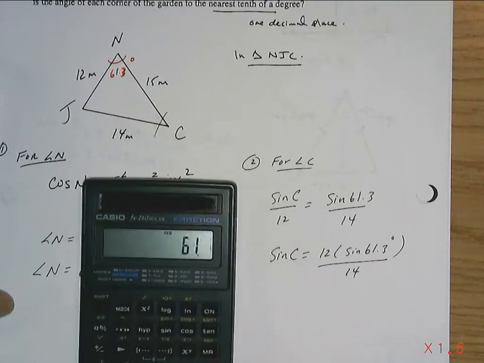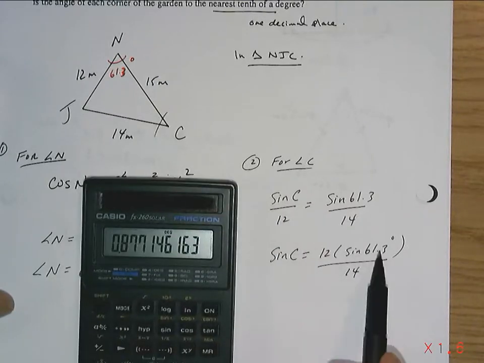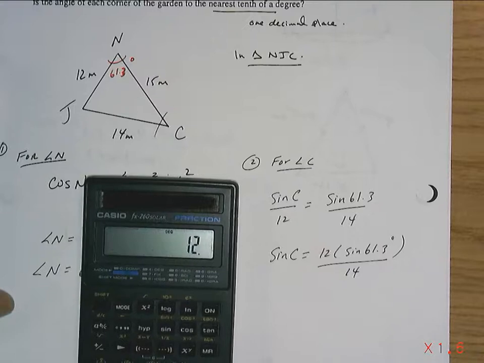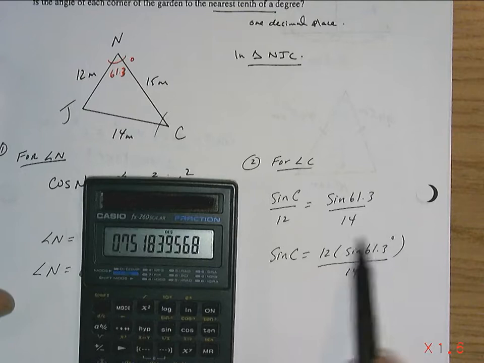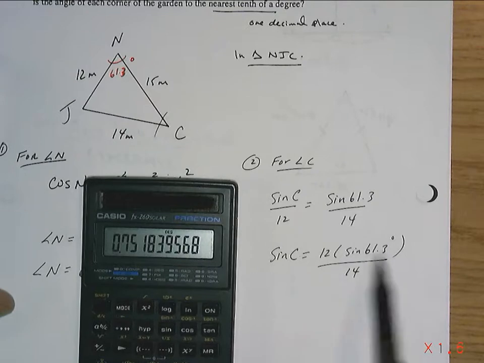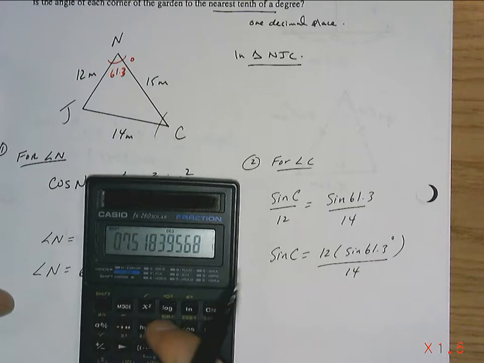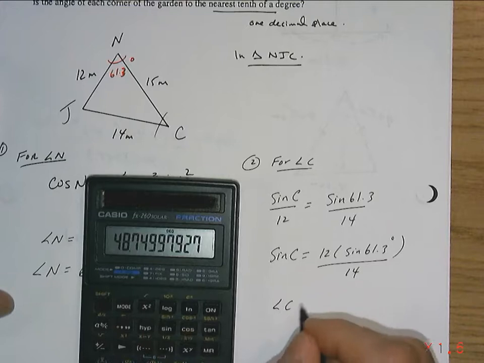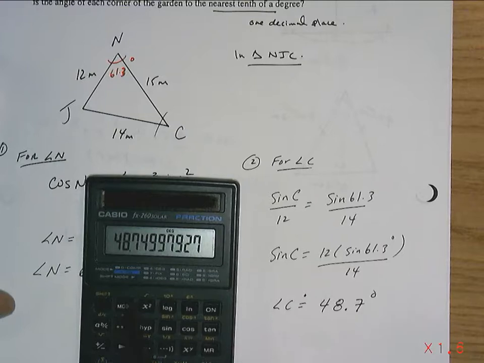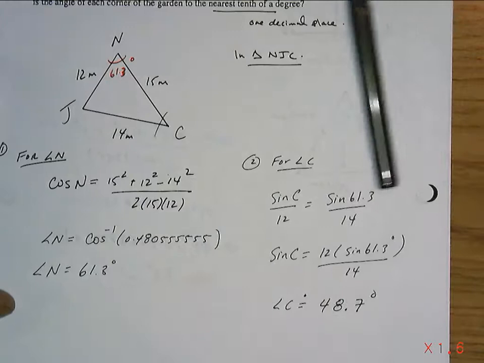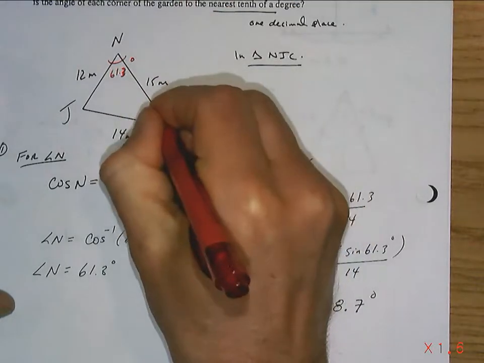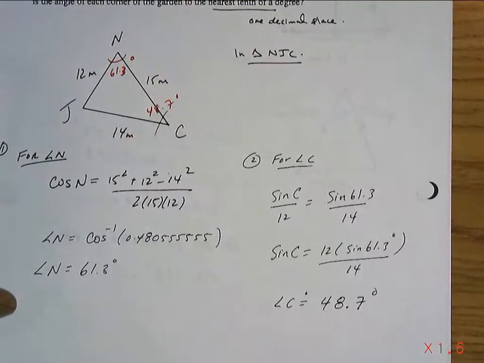So 61.3 sine is that decimal. Times that by 12 is the top. Divide it by 14 equals this entire thing. Sine of C, I need to do the inverse. Shift sine, and I get an answer of angle C is equal to approximately 48.7 degrees. That's only a 4, so it doesn't round this puppy up. So now I have over here 48.7 degrees. I need the last angle.